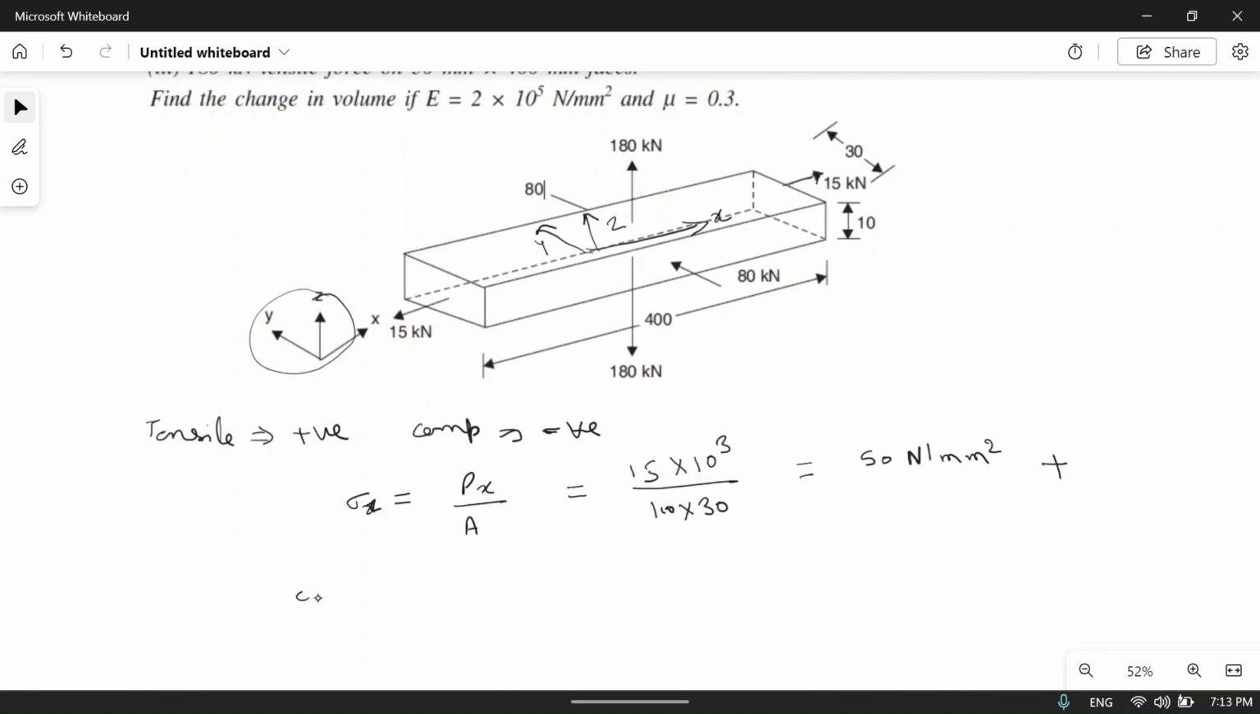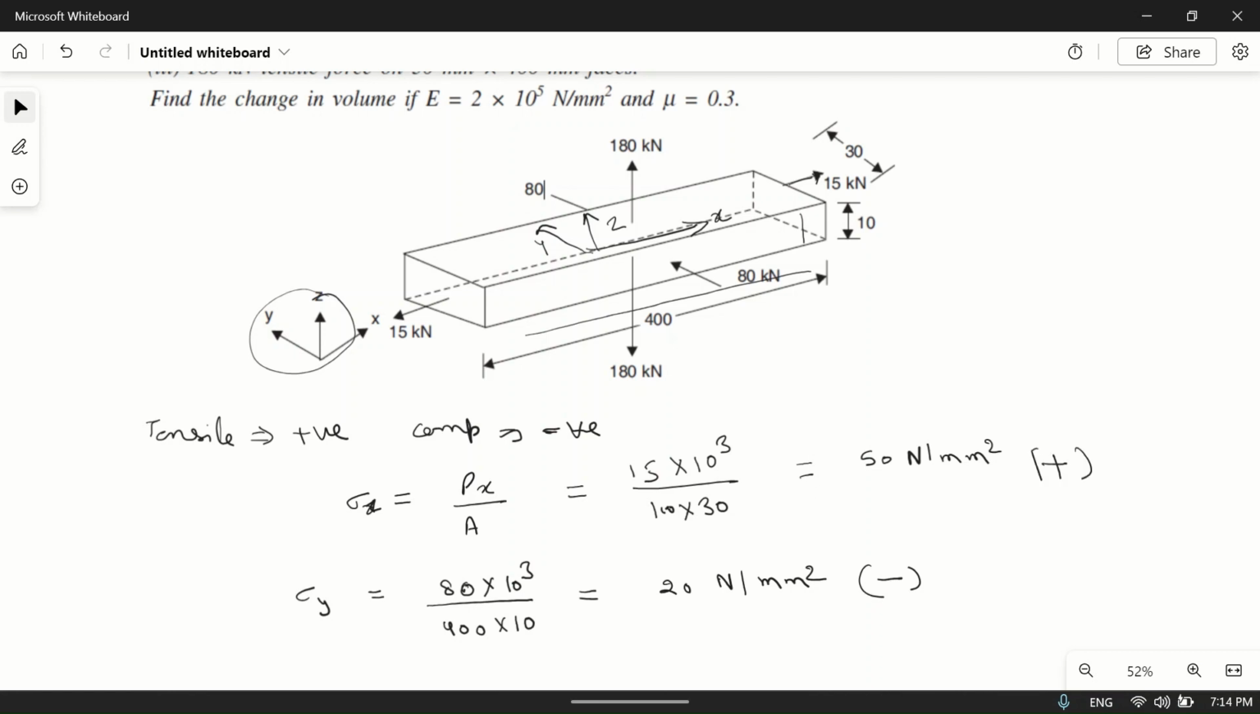Similarly, sigma y is equal to 80 kN, so 80 into 10 to the power 3, divided by, as you can see, this area is 400 by 10. So we'll write 400 into 10, in mm. So it will become 20 Newton per mm square. This will be negative because this is compressive.